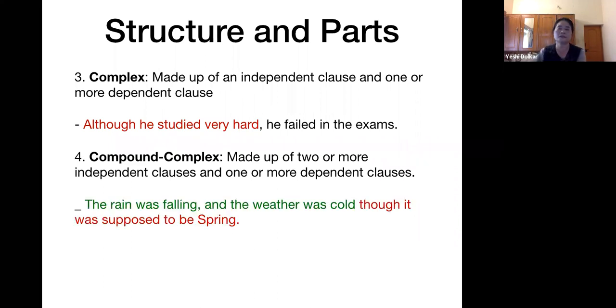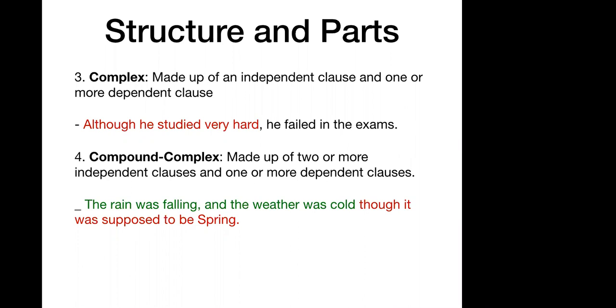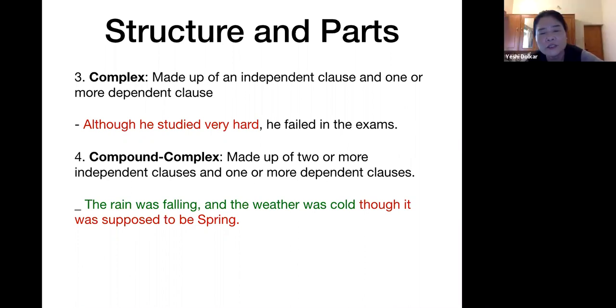Here is an example. The rain was falling and the weather was cold, though it was supposed to be spring. So you will see two independent clauses. The rain was falling and the weather was cold. These two are independent clauses and they've been joined by and, so it's a compound sentence.